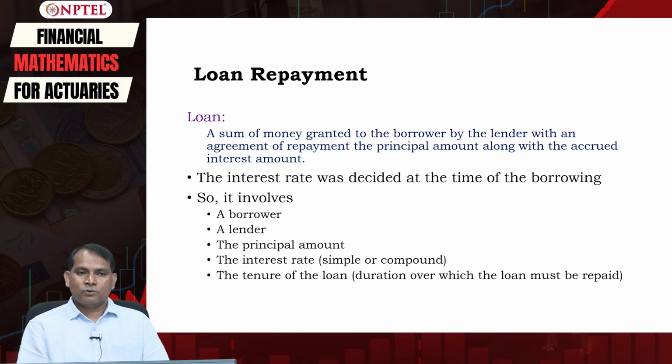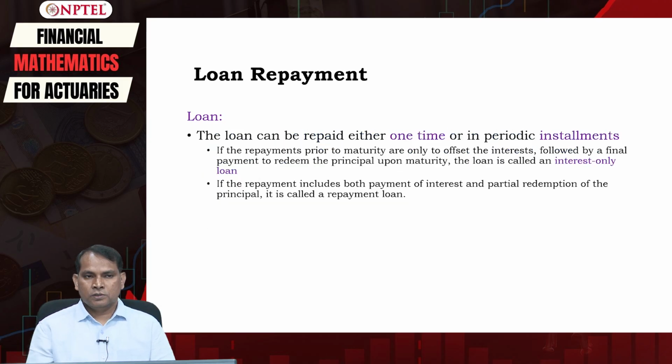So the loan basically involves at least a borrower, a lender, and the principal amount that is given. The interest rate is stated already, and whether it is a simple interest rate or a compound interest rate is also stated, and the loan tenure or the duration over which the loan must be repaid is also mentioned in the agreement. So, a loan can be repaid either one time or in periodic installments.